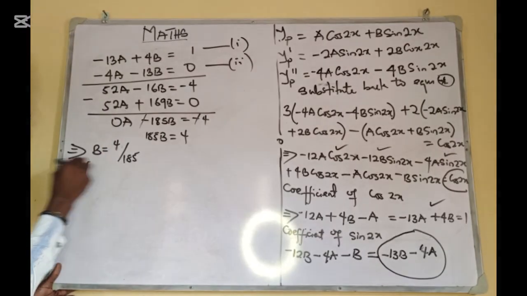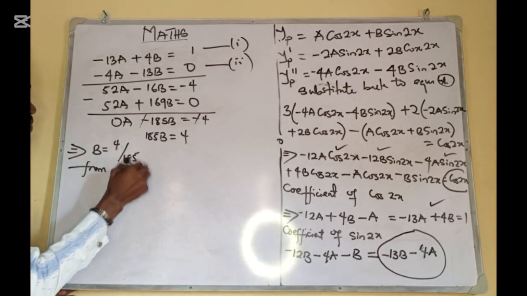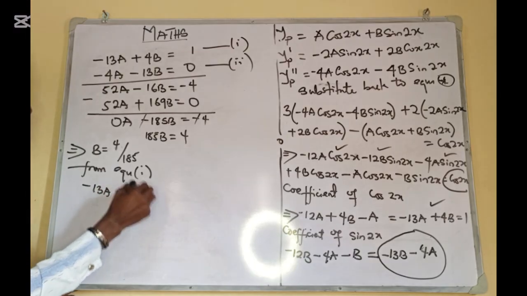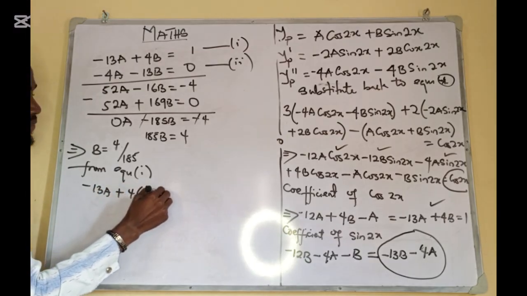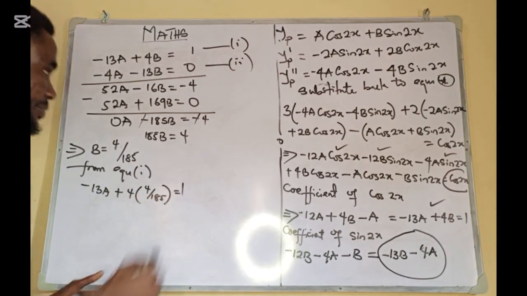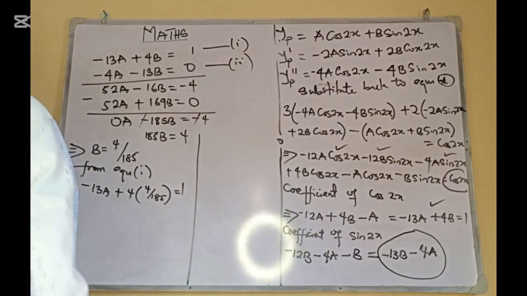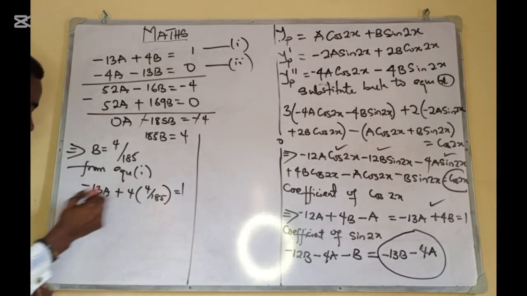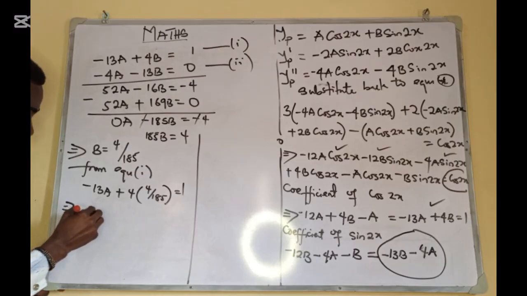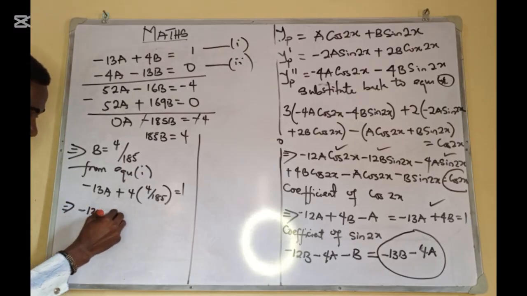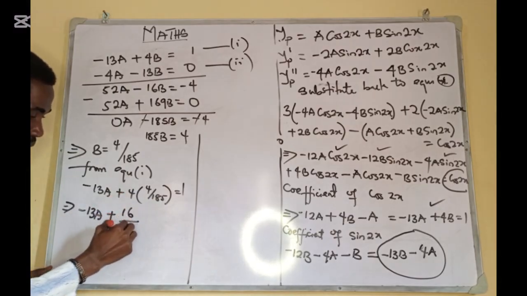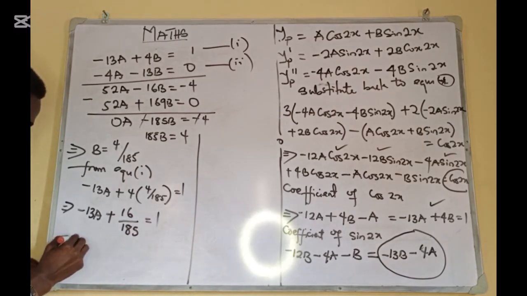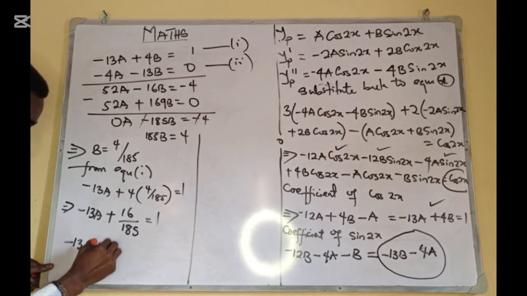So from equation 1, here I have minus 13a plus 4. B is what? 4 over 185. It's equal to 1. Okay? Good. So, guys, let's continue. From here, what do I have? This implies I have minus 13a plus 4 times 4, 16 over 185, is equal to what? 1. So I have here minus 13a is equal to 1.